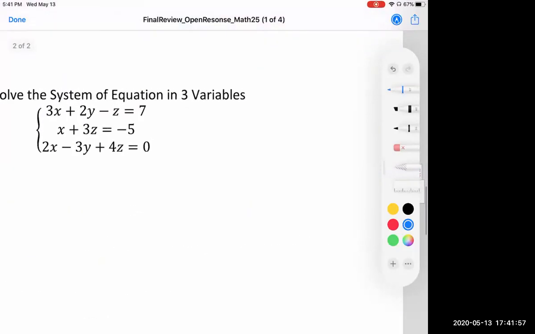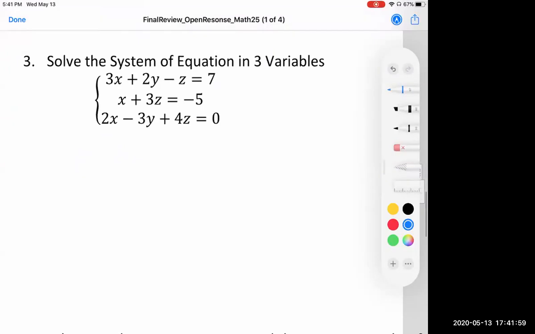Three, solve the system in 3 variables. So notice that I don't say you have to use matrices. You don't have to use matrices if you don't want to. You can if you like it. You can use elimination, you can use matrices, whichever you like. I know matrices is easier to work with, so let's go ahead and do that one.